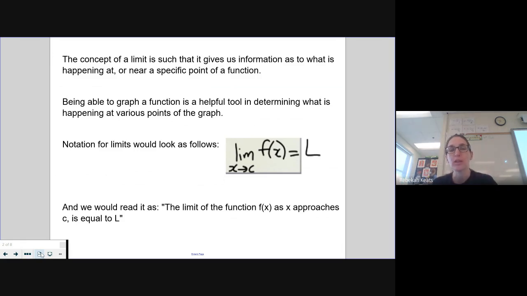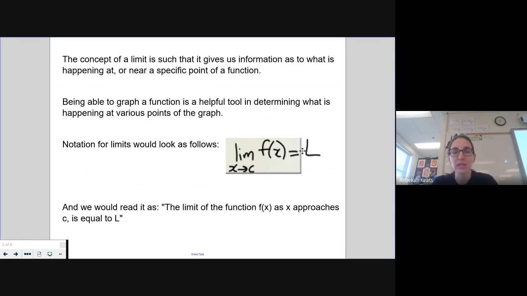Okay, so one of the things to keep in mind, and you would have seen this in the previous lesson, was specific limit notation. This is actually really important in AP Calculus. When you write your AP Calculus exam, how you write your notation is extremely important, and they will take points off if your notation is off.